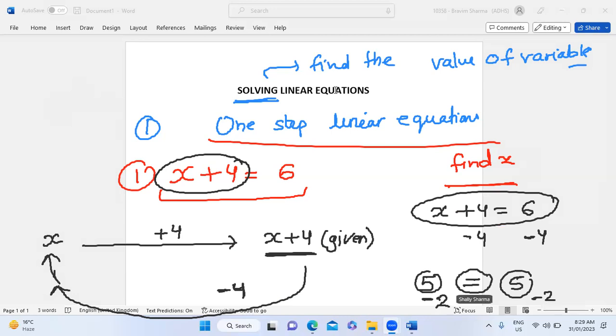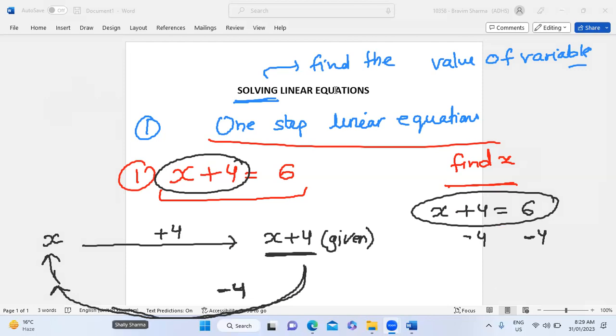So the same process, this flow chart or this technique which I have drawn here: okay, x plus 4, how can we get x? You will come to know what step you have to perform, but make sure you perform it on both sides of the equation.